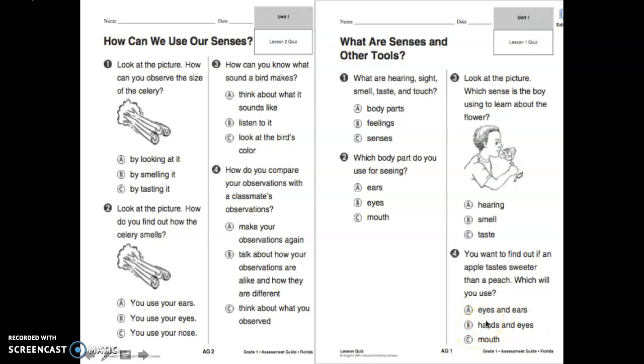Make sure, if you need to listen to this again, check your answers, put your name on it, and you're going to keep this in your binder on the finished side.